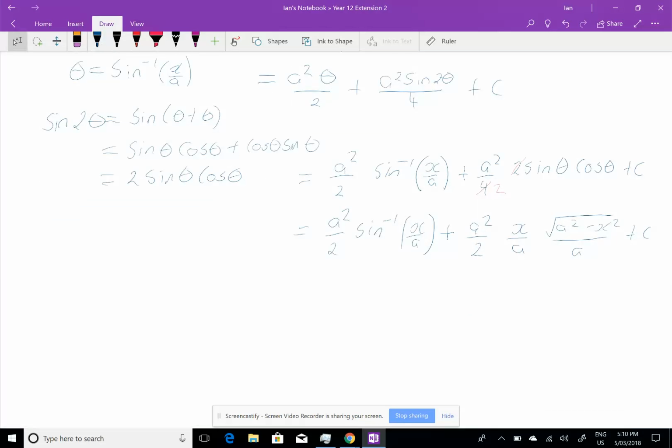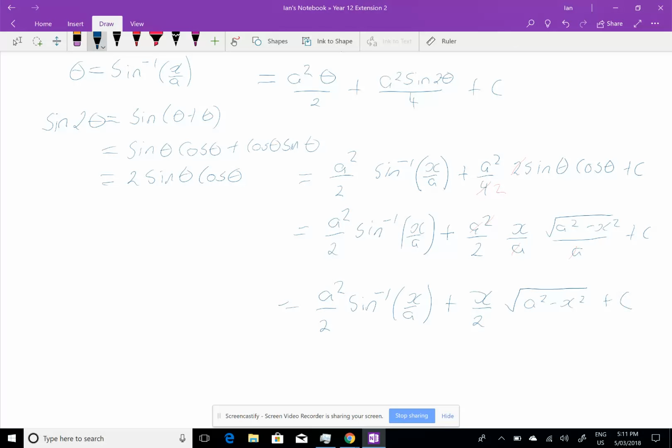And we're just about right now. I could factorise out the a squared on 2, but if you look over here, that a squared is going to cancel with these two a's here. So I'm going to get a squared on 2 inverse sine x on a plus x on 2 square root a squared minus x squared plus c, which is your answer.